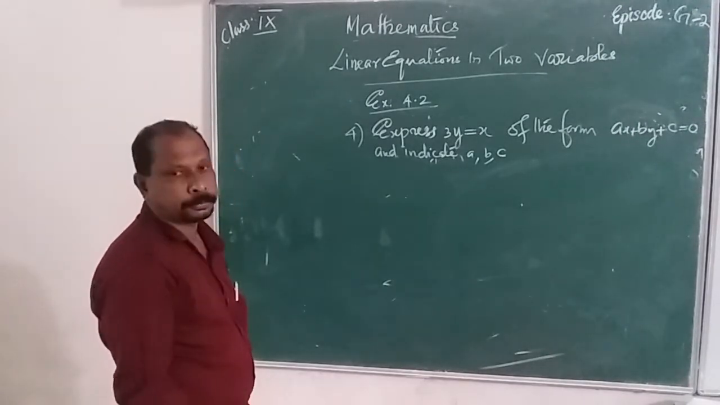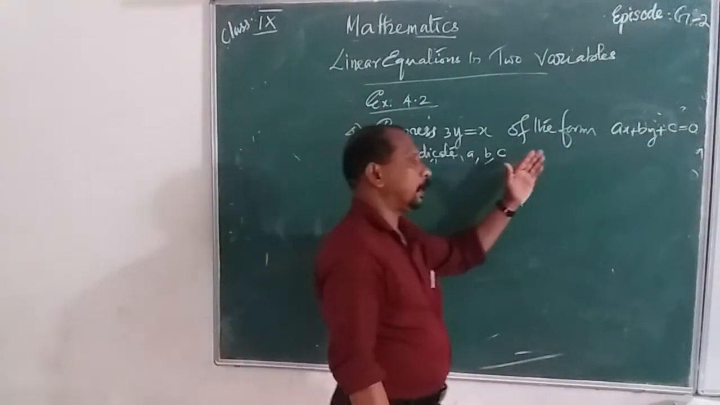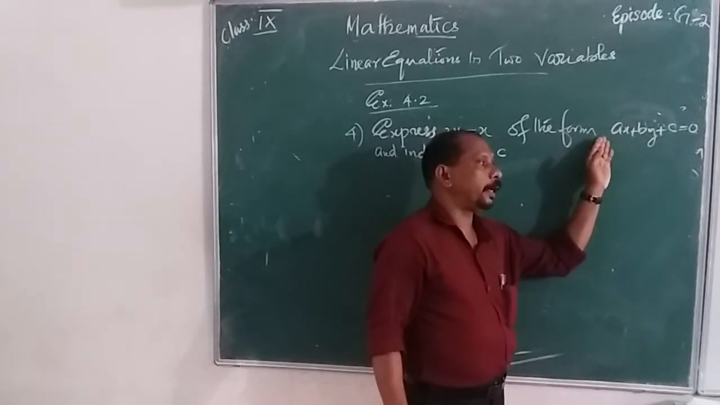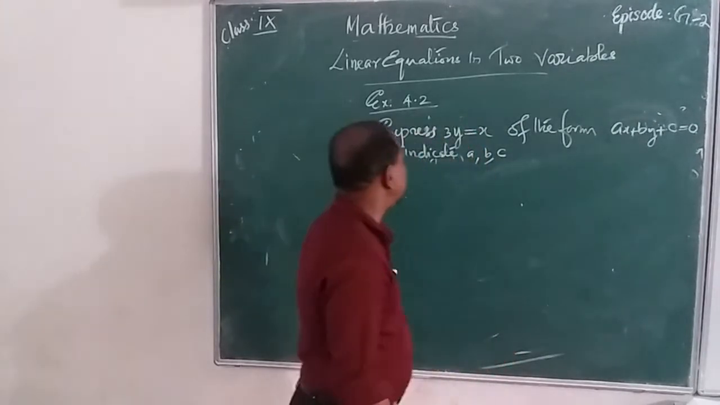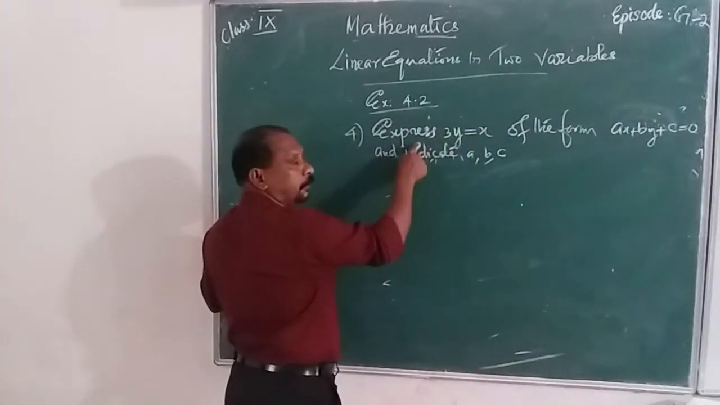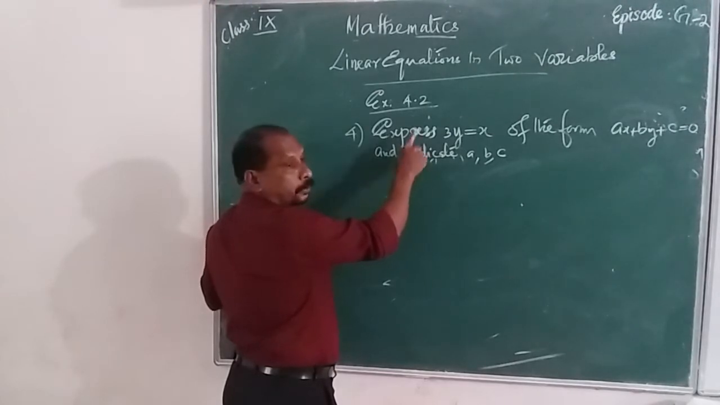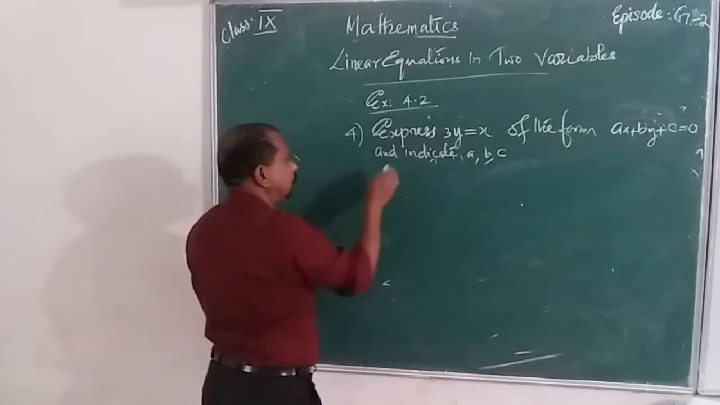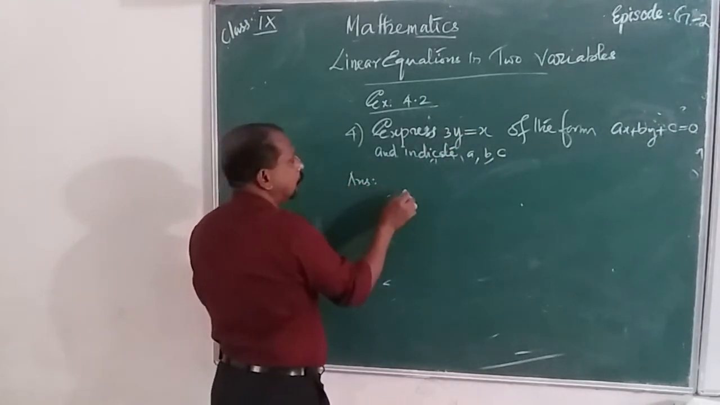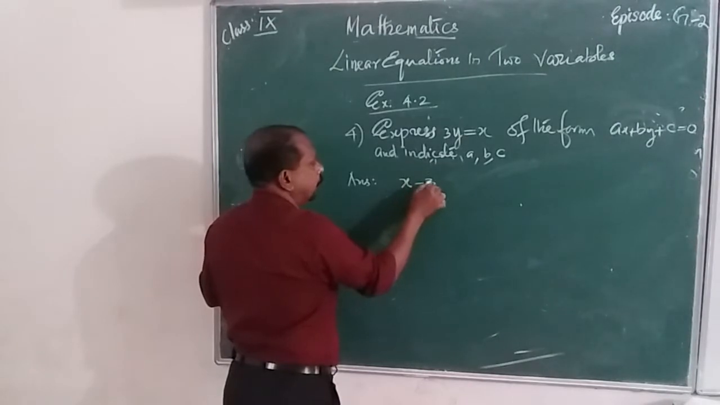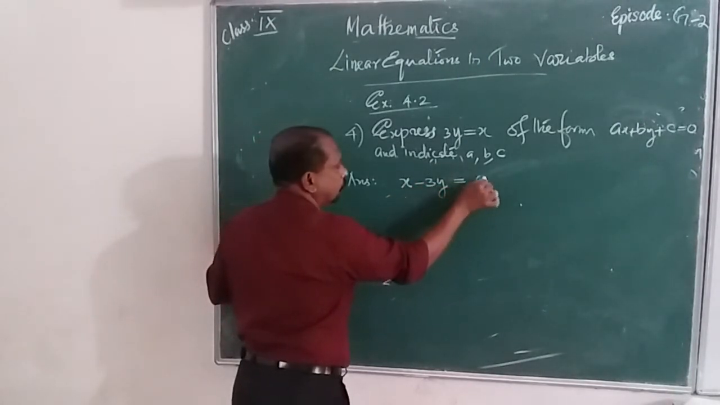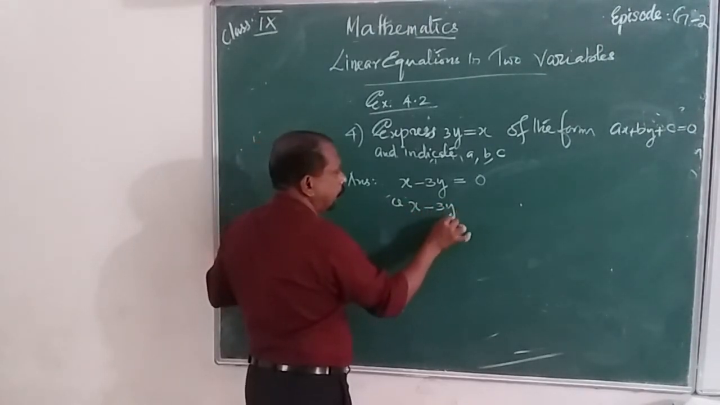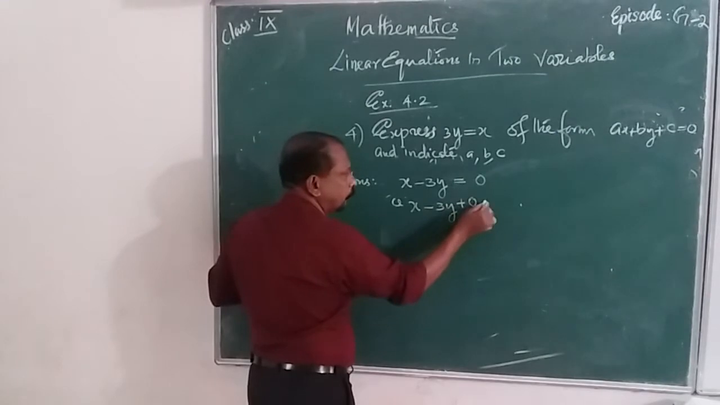What is the form ax plus by plus c is 0? We can express any linear equation in this form. Always write ax as positive. Therefore, this x is on the left, it is positive, but 3y on the right, it becomes minus 3y. x is always positive. The answer is x minus 3y is equal to 0, that is x minus 3y plus 0 is equal to 0.